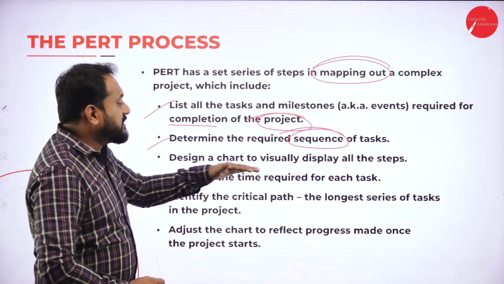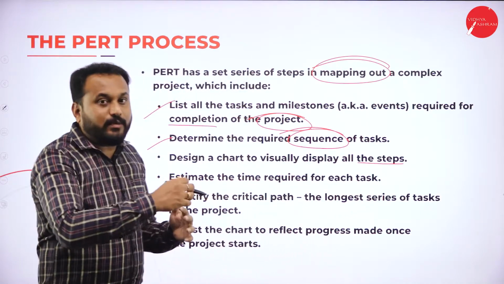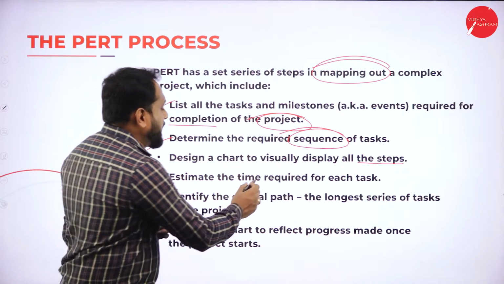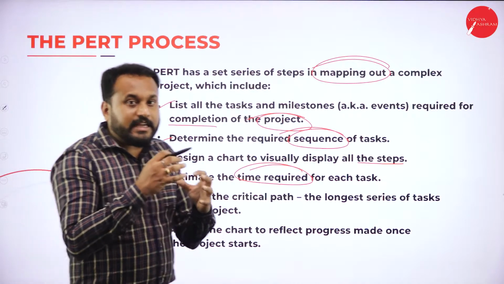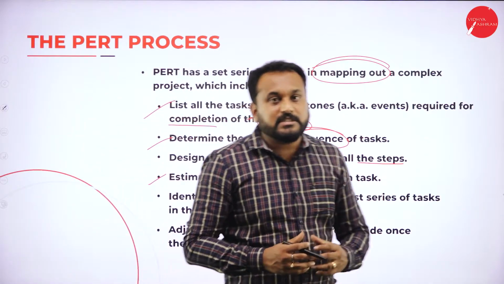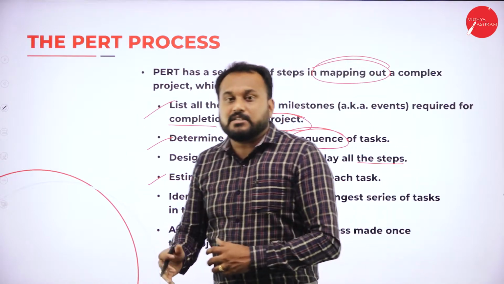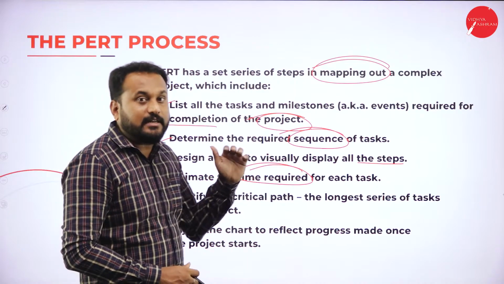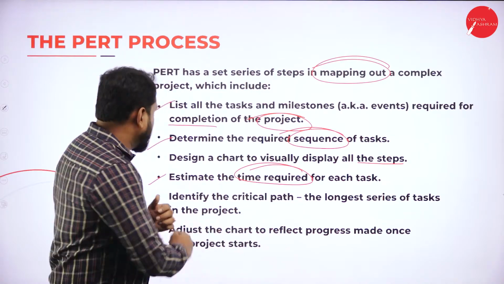Then design the chart to visually display all the steps. You need to go with drafting all the steps. Later is estimate the time required for each task. So for each task, you are supposed to say 2 days, 3 days, 6 hours, 7 hours. What is the time which you're going to take? You are supposed to list. You should not leave even a single task. Each and every task you are supposed to list.